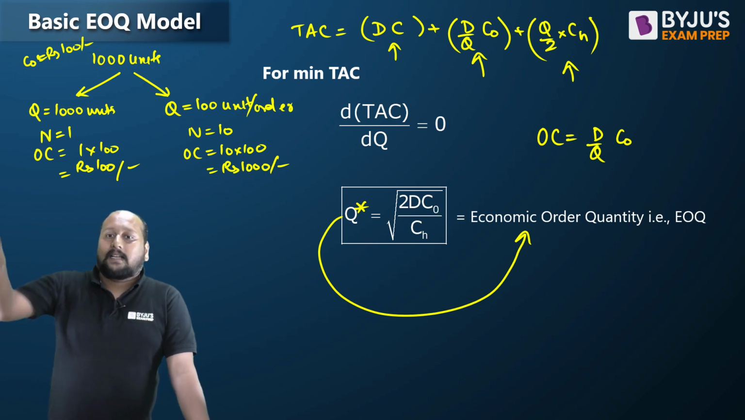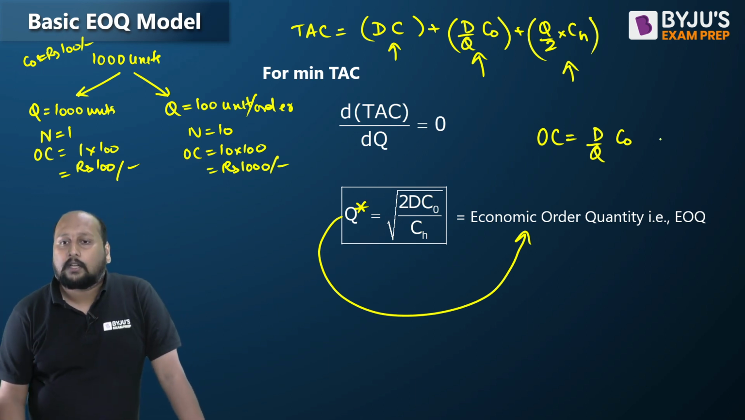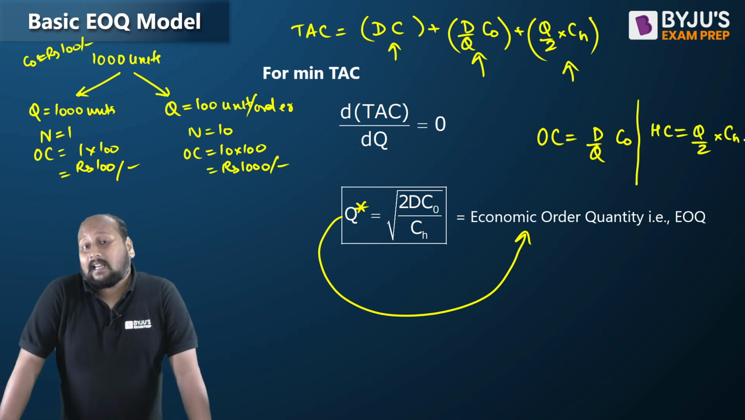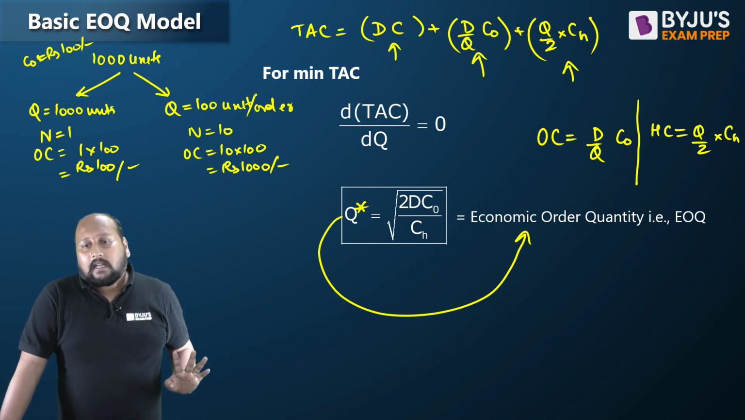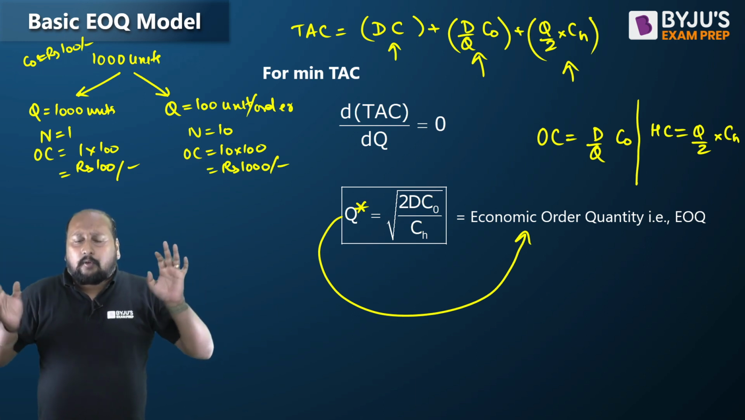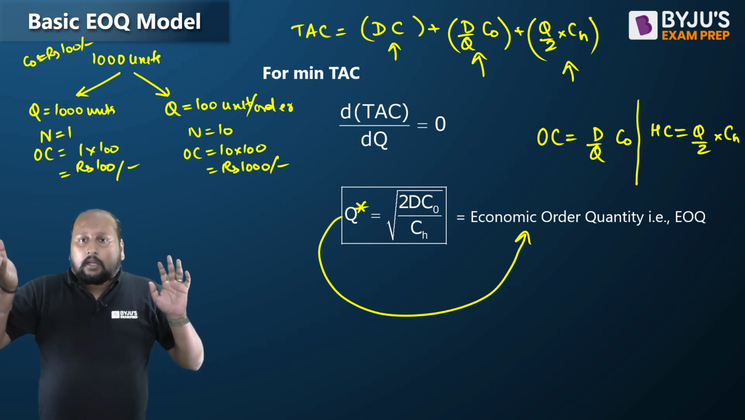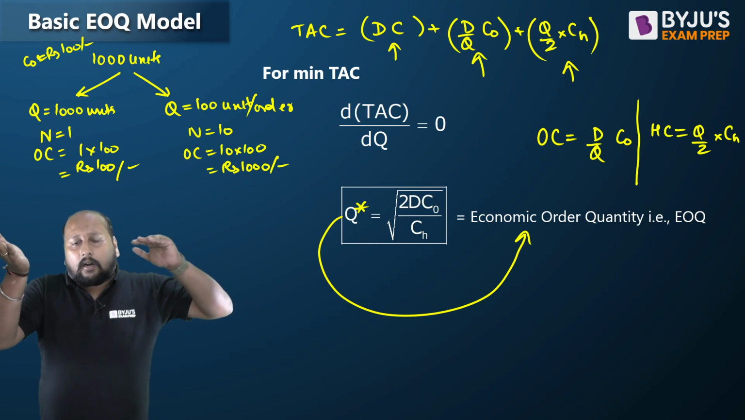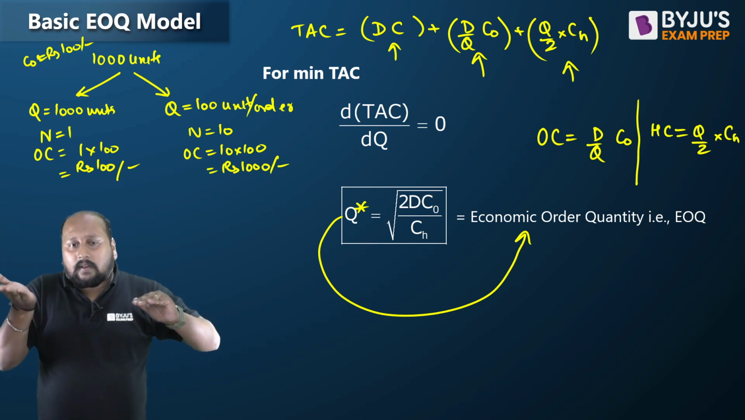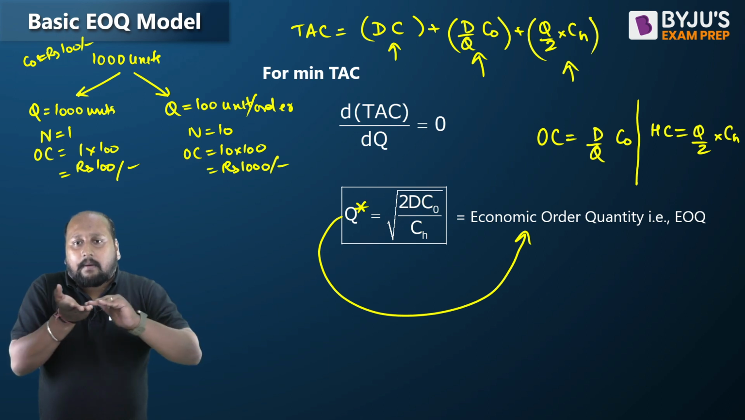But on the other hand, the holding cost is Q by 2 into CH. If you increase the order size, the holding cost will increase. So you can see that if you increase the order size, your holding cost rises, but the ordering cost decreases. You have to find an optimum value in between, where you will have the minimum cost.